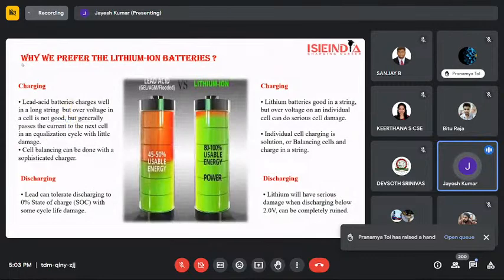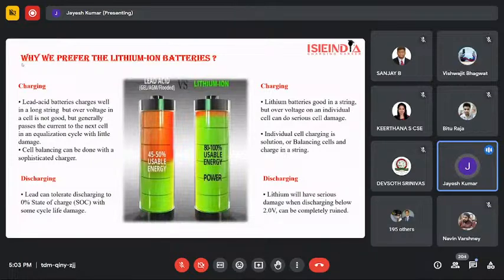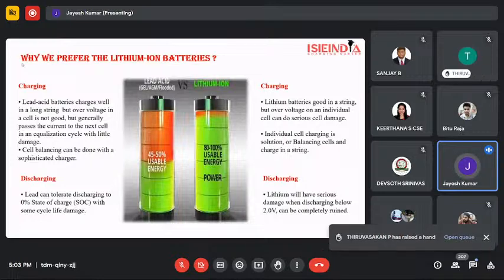Why do we prefer lithium-ion batteries? Because we have many batteries, just like nickel batteries and lead acid batteries, but in lithium-ion batteries we can use most of the charge which is present in the battery. So if you have a battery charge of 80 to 100%, you can use 80% of the battery easily as compared to a lead acid battery. And if you charge the lead acid battery, you will get only 40 to 55% of the battery charge.